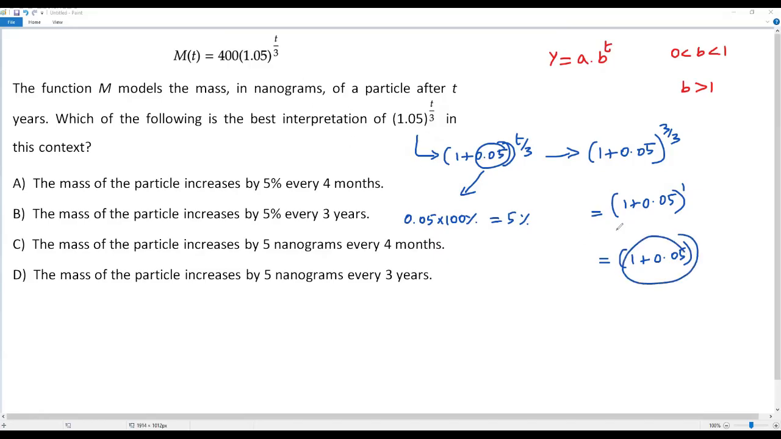So let's take the same expression in the given exponential function. Then we have 400 times 1 plus 0.05. Here 400 is multiplied by 1 plus 0.05. That is, the initial value increases by 5% when I take t equals 3. And we have t in years. That is, every 3 years the mass of the particle increases by 5%. So the best interpretation is that the mass of the particle increases by 5% every 3 years. We have this exactly in answer choice B. The correct answer choice for this question is B.